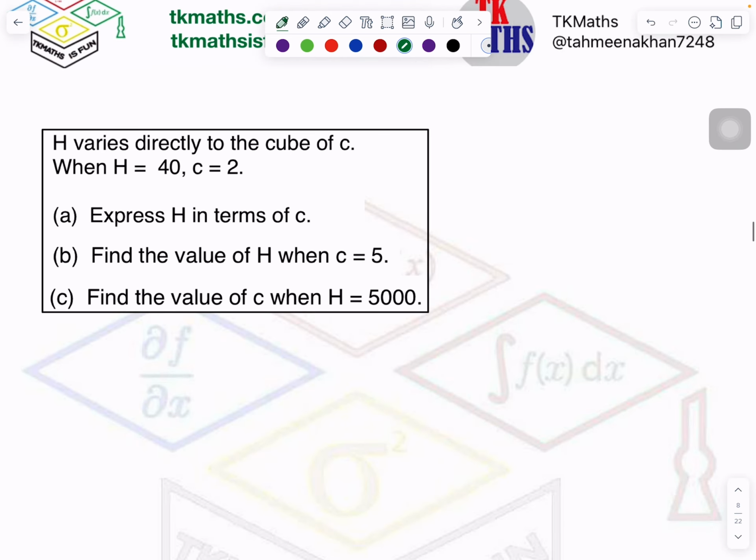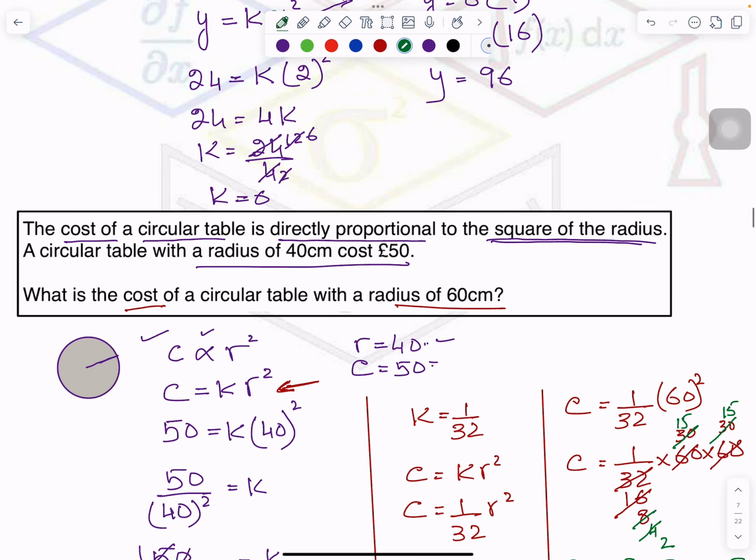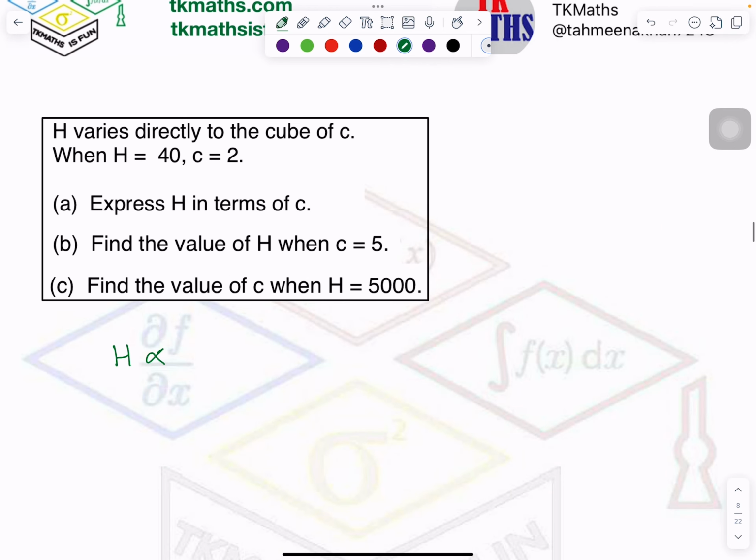Now this is the last question. H varies directly to the cube of C. You have to focus on the language. So H varies directly. Earlier it was what? Directly proportional. So this type of language. H varies directly to the cube of C. This is the meaning of cube of C. So now if I remove the proportionality symbol, I will write what? H equals K C cube. K is just a representative of a constant here.